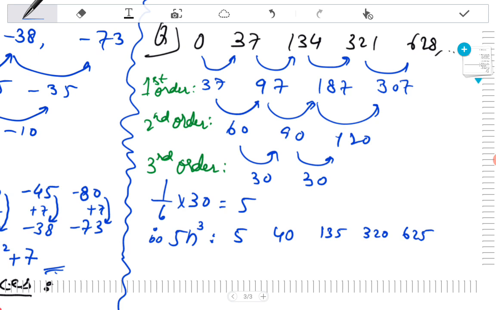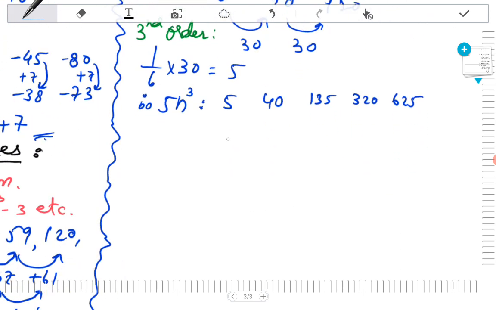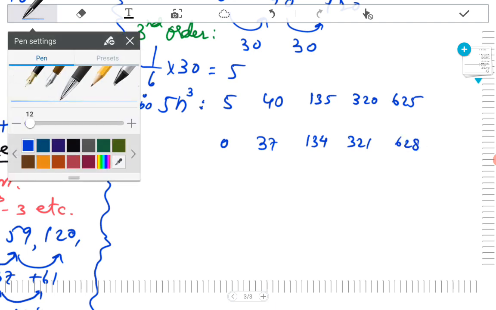0, 37, 134, I should copy here. This is the original sequence: 0, 37, 134, 321, 628.